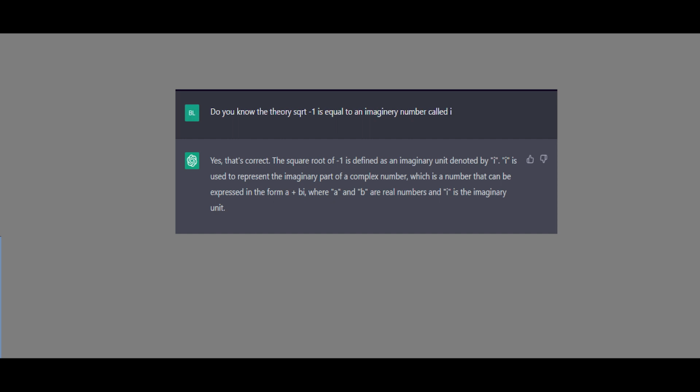Yes, that's correct. The square root of minus 1 is defined as an imaginary unit denoted by i. i is used to represent the imaginary part of a complex number, which is a number that can be expressed in the form a plus bi, where a and b are real numbers and i is the imaginary unit.